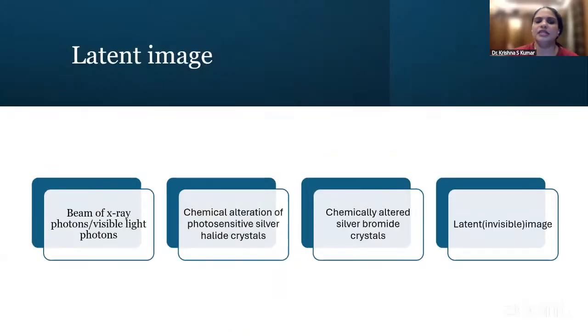So how does a latent image form? The X-rays, as I told, the emulsion is sensitive to both X-rays as well as visible light. So when these X-rays or visible light strike the film, there is chemical alteration of the crystals which are sensitive to this, which results in chemically altered silver bromide crystals. And this is called latent image, and this is an invisible image.